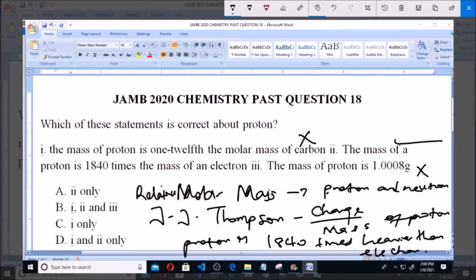So from this you can see that the only correct statement here is actually statement 2, which is the mass of a proton is 1840 times the mass of an electron, making option A the correct option.